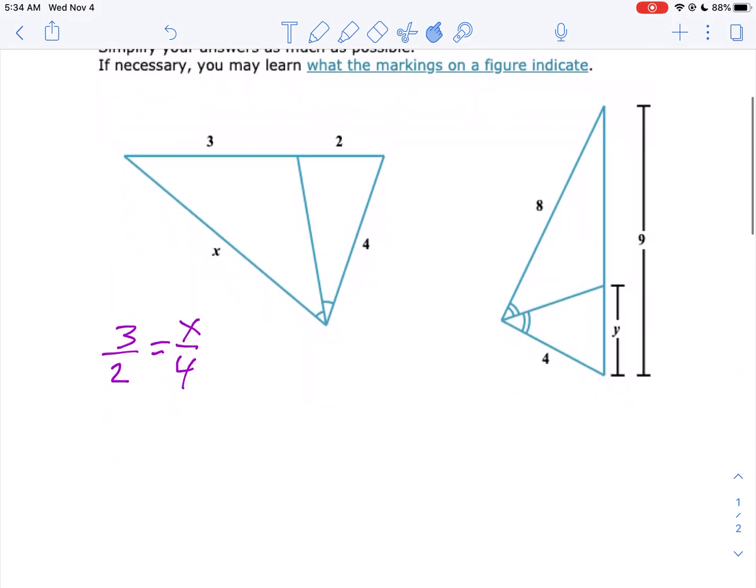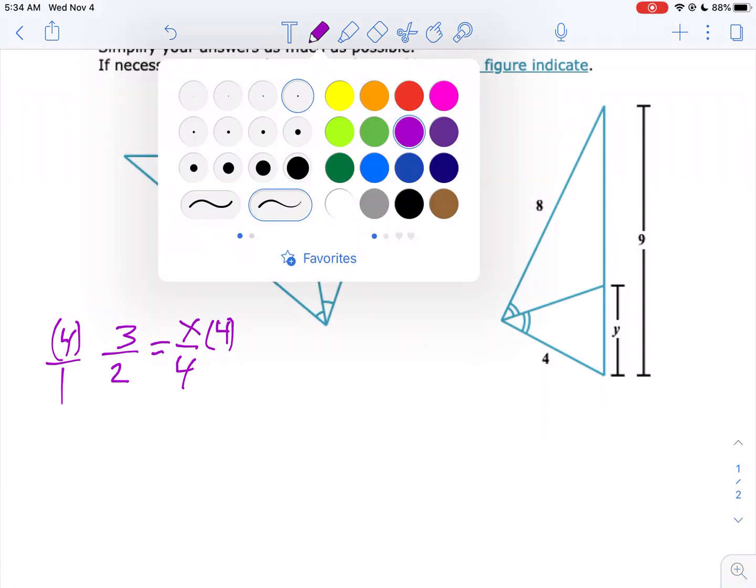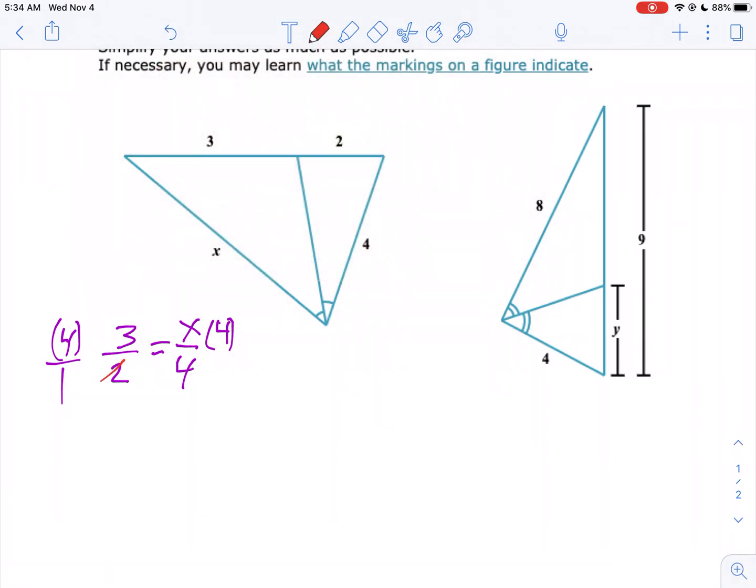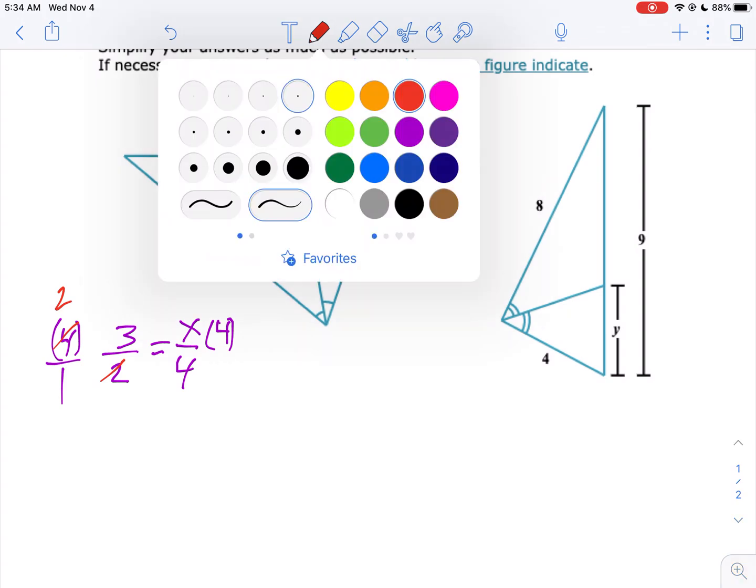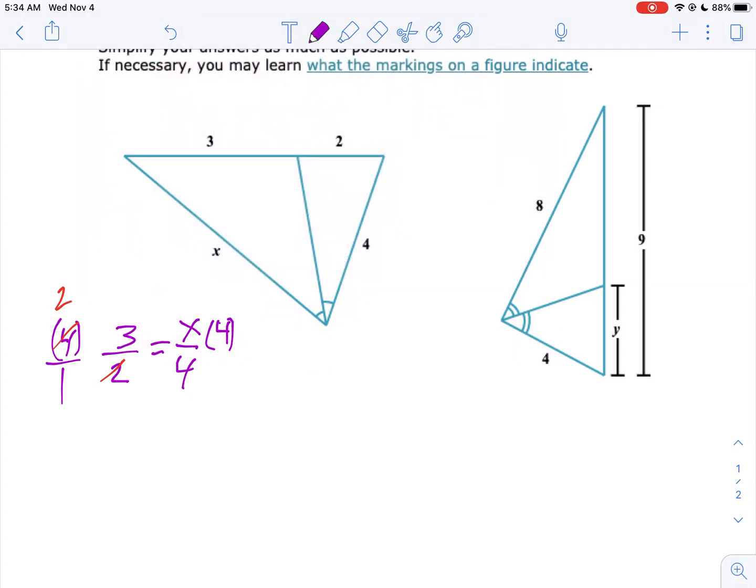Well, to solve this, then, what we're going to do is multiply both sides by 4. Think of it as 4 over 1 since you have a fraction here. Well, 2 goes into 4 twice. So 2 times 3 then is 6. And notice on the right-hand side, the 4 is reduced, you get x. And that's how you do that.